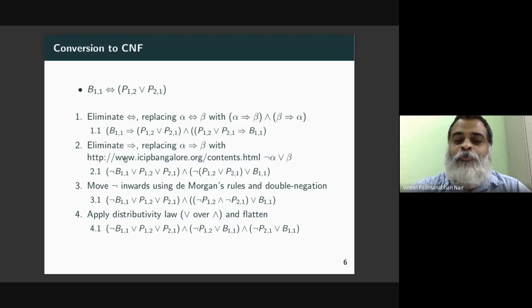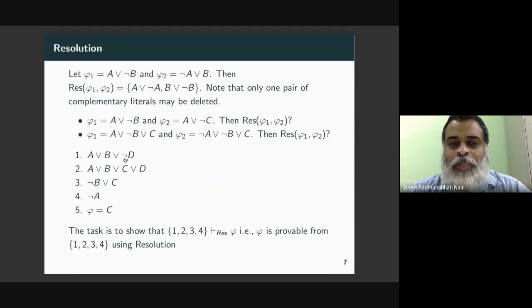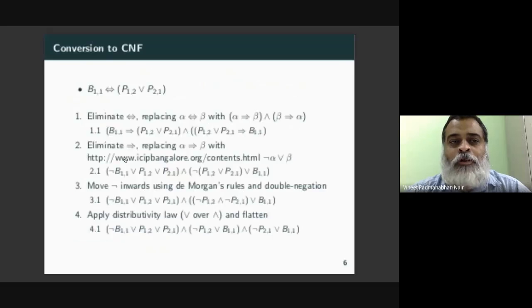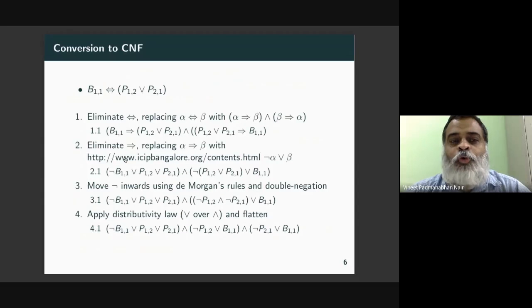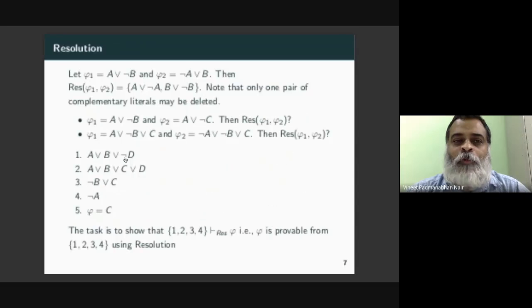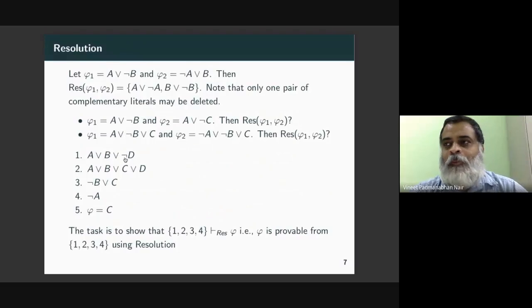And everything should be in something like a conjunctive normal form, a clausal form. So that was the first thing of this class: what are Horn clauses and how to convert any given formula into a CNF.